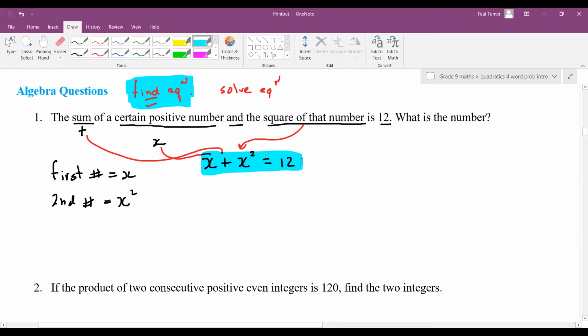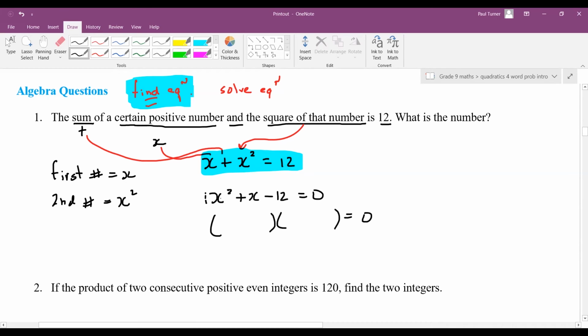And then from that step, we already know how to solve these. Most questions you can use factorization or the quadratic formula. I wouldn't bother with the complete square method because it takes too long. So we have x squared plus x minus 12 equals 0. This looks like a fairly straightforward problem because we have a 1 here. So let's just do factorization and see if that works.